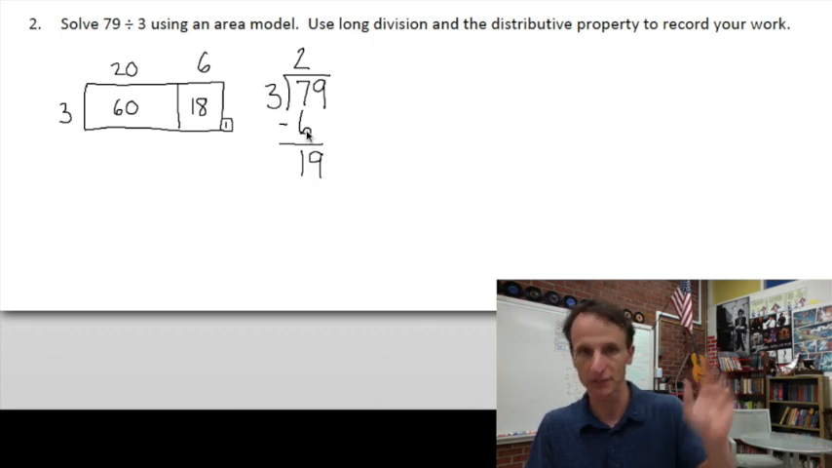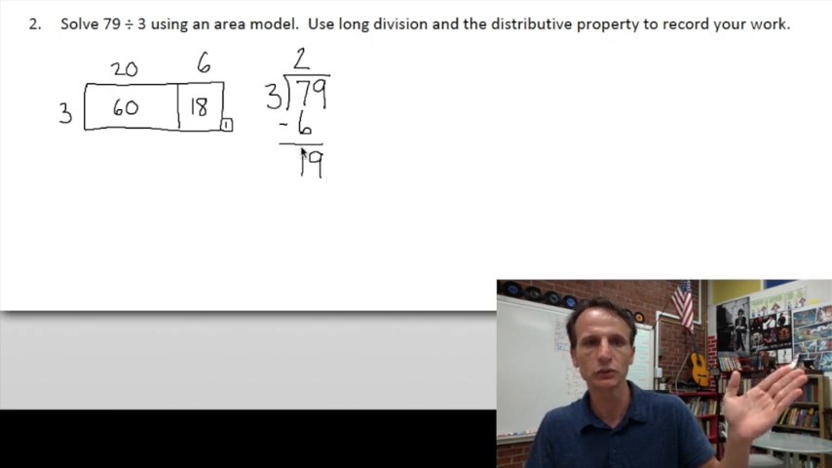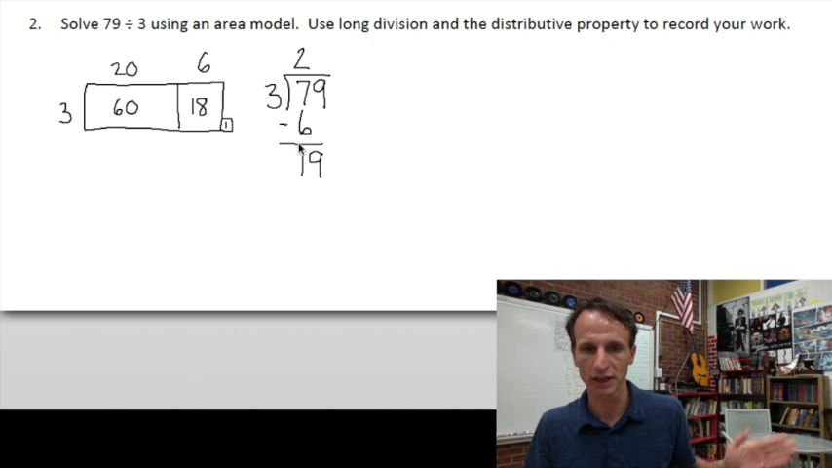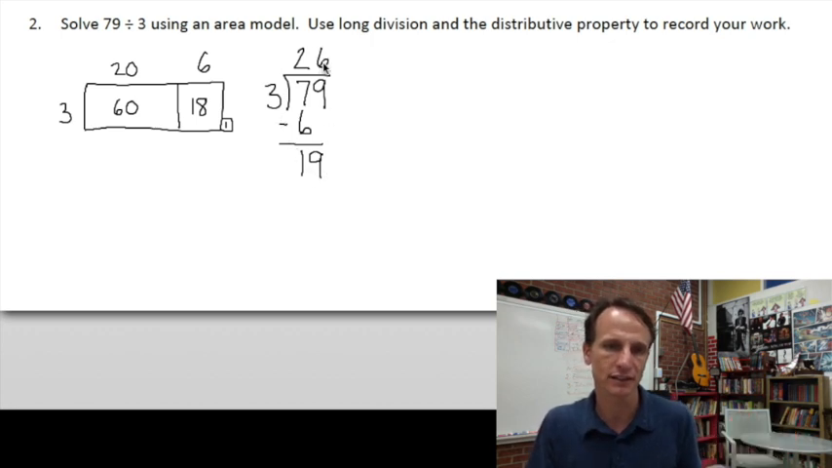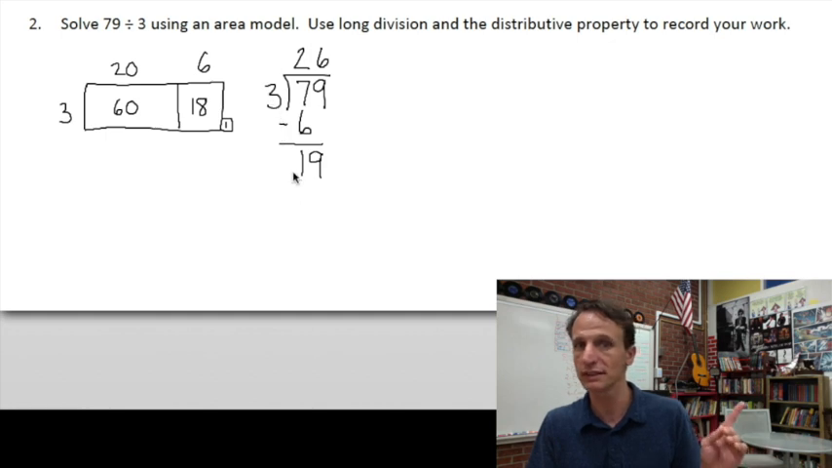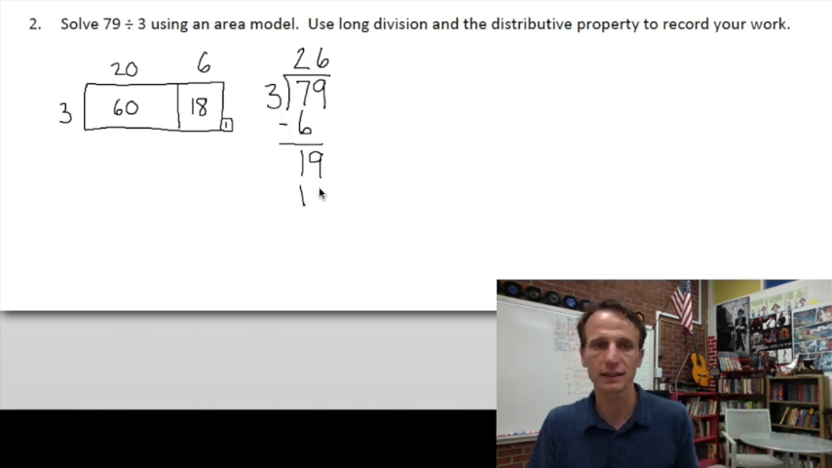That's why we bring down the 9, because we have all loose donuts now, the 10 that were in the box, and the 9 that were already running around loose. And now how many 3s in 19? So we can divide up these 19 donuts. There are 6 3s in 19, because 6 times 3 is 18.